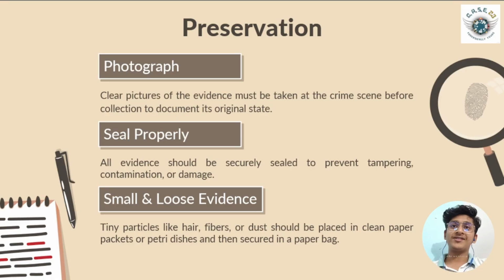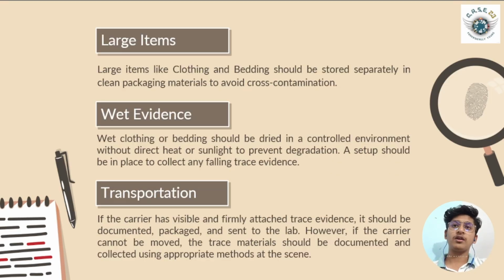And the next step is sealing and packaging. Every piece of evidence is sealed properly to prevent tampering, contamination, and degradation. The type of packaging depends on the nature of the evidence. So, what about small, loose trace evidence like hair or fiber? Well, they are stored in clean paper packets or petri dishes, then placed in a paper bag. And for large items like clothing or bedding, they are packaged separately in clean, unused packaging to avoid cross-contamination.